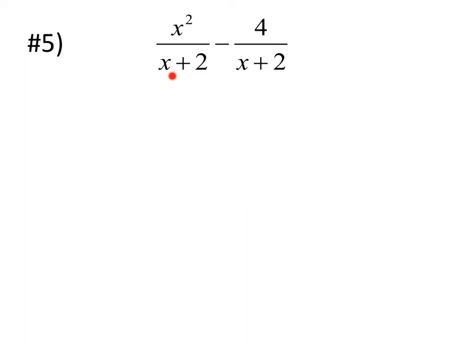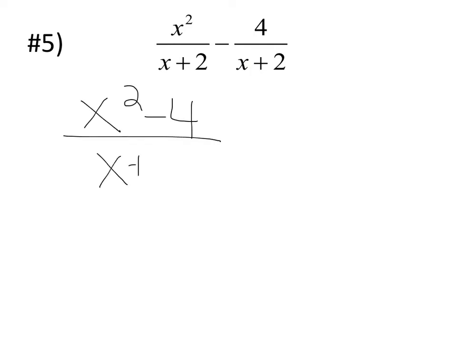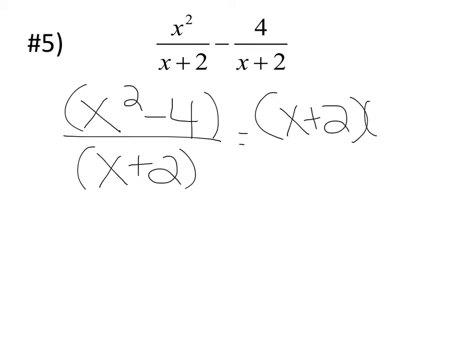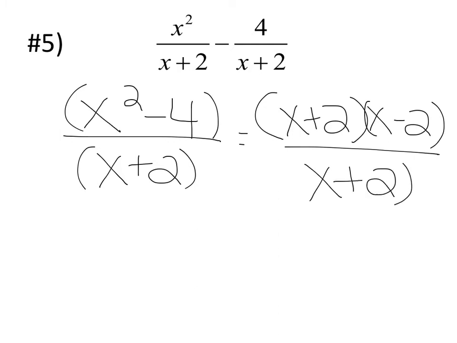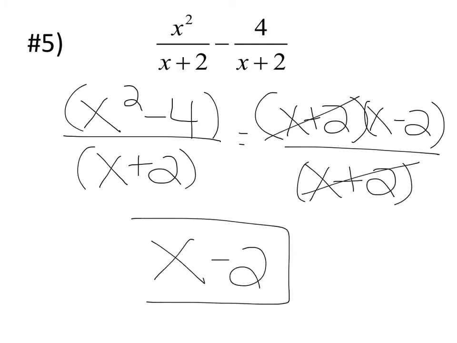Okay, same situation here. We already have a common denominator, so we're going to do x squared minus 4 over x plus 2. You should immediately recognize that this is difference of squares. So when we factor, we're going to get x plus 2 times x minus 2. These will now cancel, so your answer is just x minus 2.